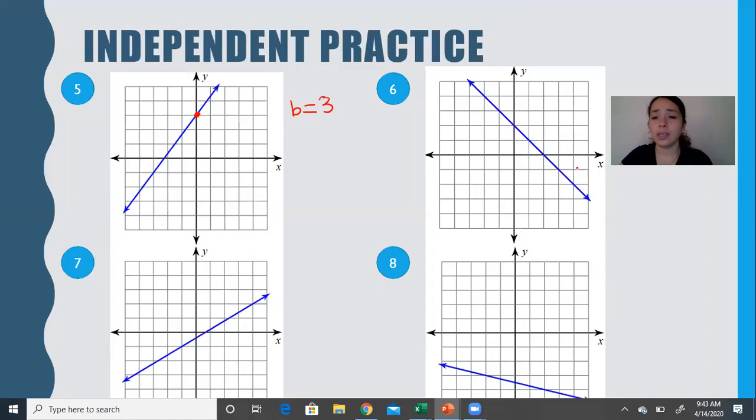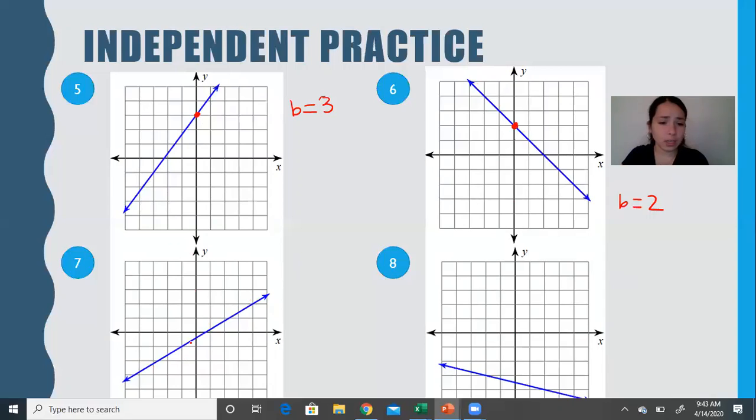Number 6, again, I just write b is equal to already just to get it ready. Where does this line cross the y-intercept? Only the y, not where it crosses x. Just my y. So looking at it from here, if that's 0, this is 1, this is 2. b is equal to 2.